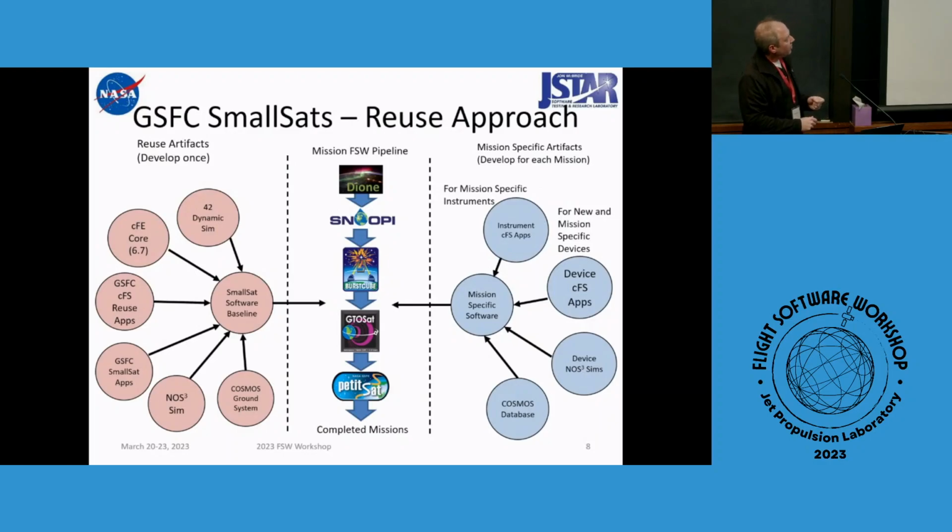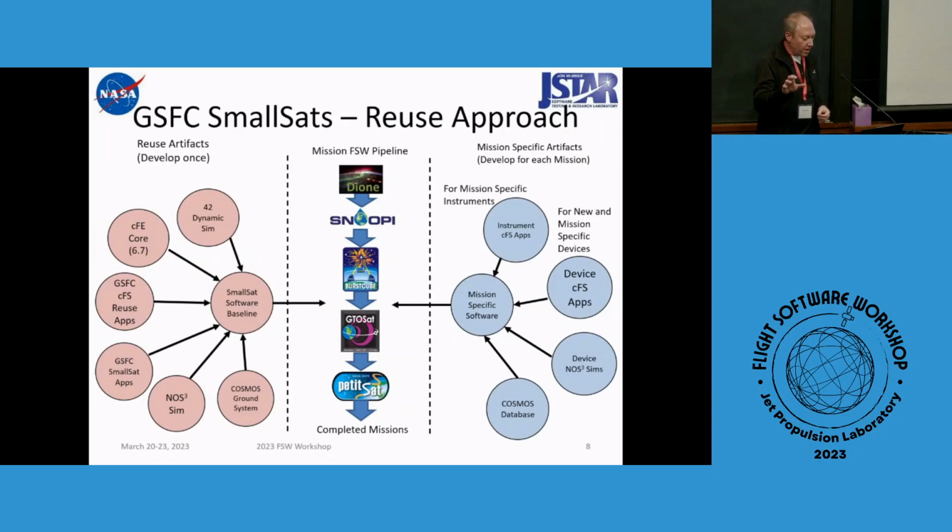This slide shows a little bit of how NOS3 can fit into your software and reuse approach. So in the middle, if you take the 5 small sat missions, on the left are the components that have been reused, which means you develop them once. They form the baseline. And you can see in that circle right there, NOS3 is one of them, along with generic apps, CFS apps, cFE 6.7.42, and your Cosmos ground system. So those are things that develop one time, they form your baseline. NOS3 is one of those tools.